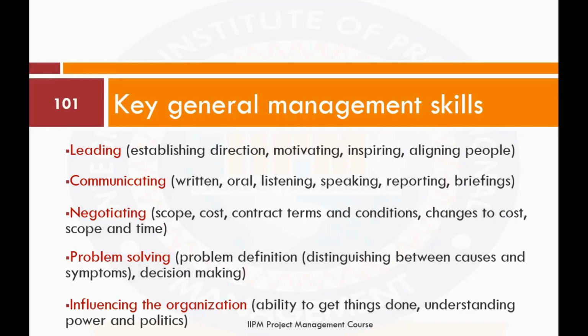Then problem solving: you have problem definition, distinguishing between causes and symptoms, and then decision making. You have influencing the organization. Yes, the project manager should also have that charisma to be able to influence things within the organization so as to be able to get things done. Understanding power and politics within the organization is important.